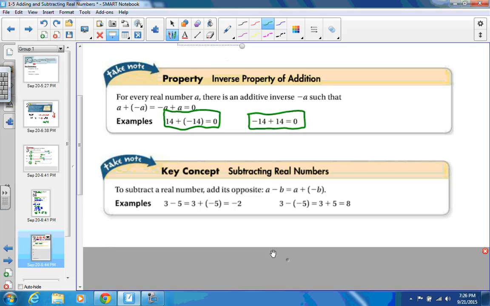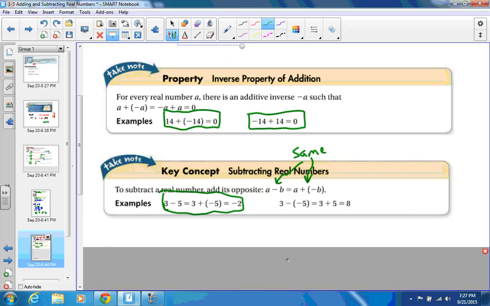Here's the second key concept that I'd like you to take away from here. Subtracting real numbers. Now, whether you look at this or not, it says to subtract a real number, add its opposite. So note that this right here, subtraction, is the same as adding a negative. Okay? So for example here, 3 minus 5 would be the same as 3 plus negative 5. You can do that on a number line, or you can do it the method with absolute value, but you'll end up getting negative 2 for either way.